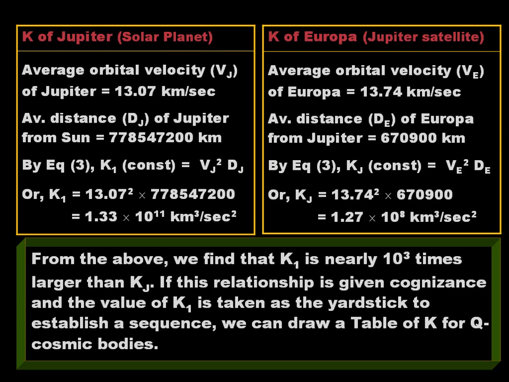From these determinations, we find that K1 is nearly 1000 times larger than Kj. If this relationship is given cognizance and the value of K1 is taken as the yardstick to establish a sequence, we can draw a table of K for Q cosmic bodies.